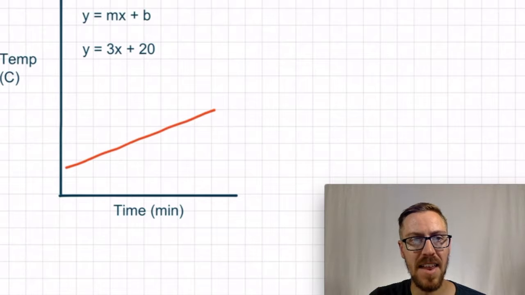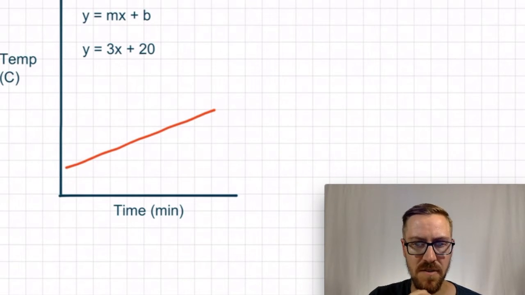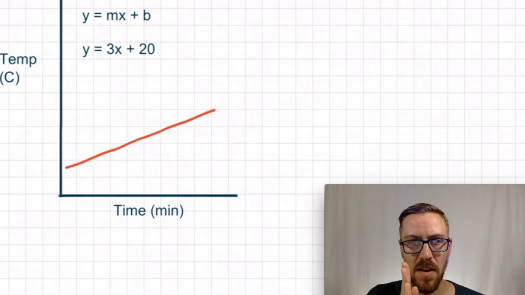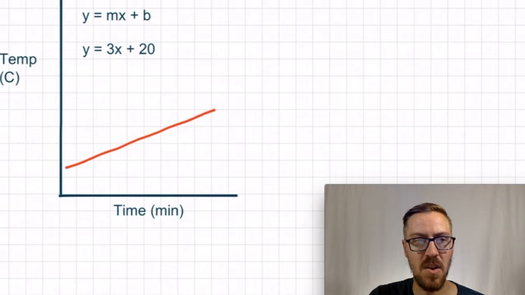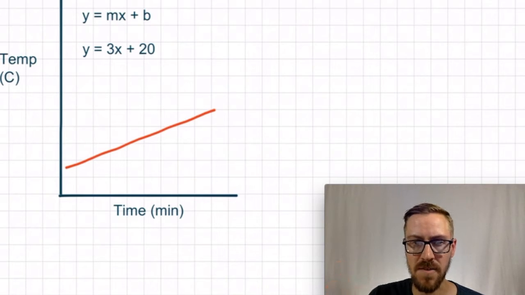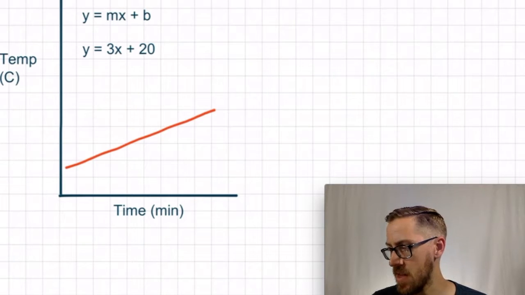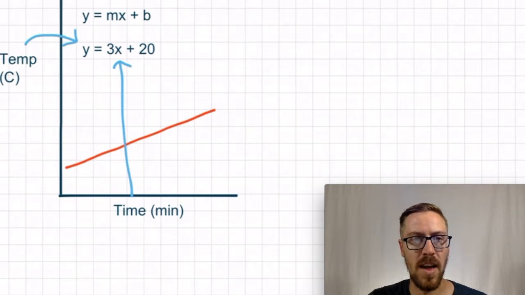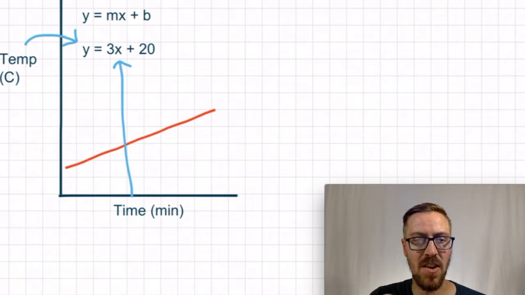What this means, again, is that for every 1 minute, our temperature goes up 3 degrees. Every one we run, we rise 3. And that starts at 20. So when our time is 0, our temperature is 20. Our object starts at 20 degrees Celsius. So again, our x is time, that's on our x-axis, and our temperature is Celsius.